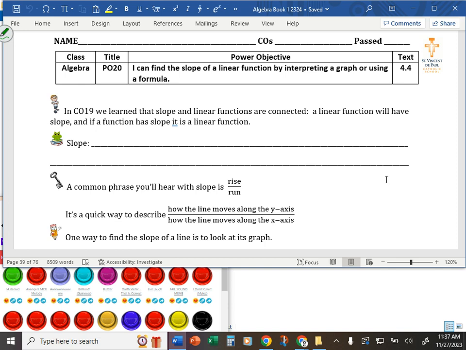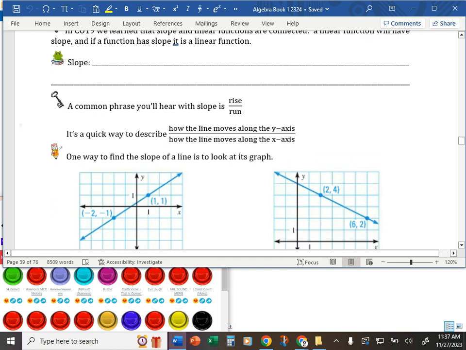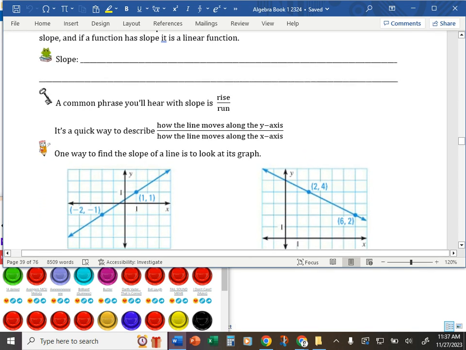So we've been talking about slope. In PO19, we first introduced it, and we learned that slopes and linear functions, like I said, go hand in hand. Okay. Without slope, it is not a linear function. And a function is not linear unless it has a slope. So we define slope a number of different ways. Girls, quiet. In PO19, remind me, what is one way that we define slope?